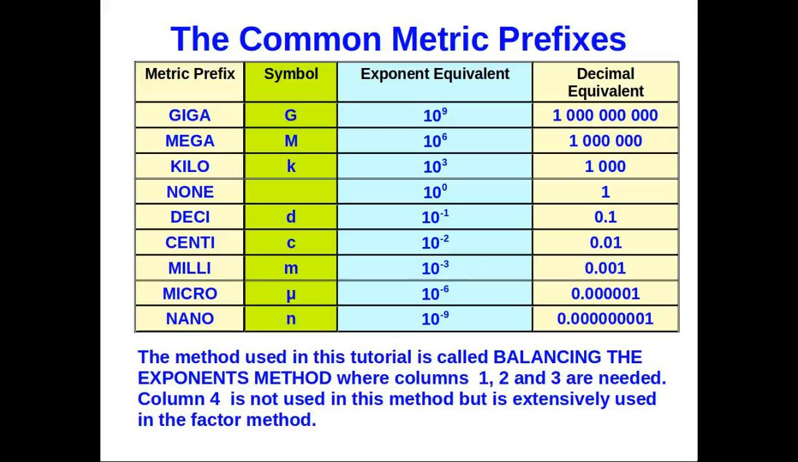Centi, small c, 10 to the negative 2. Milli, small m, 10 to the negative 3. Micro, Greek letter mu, 10 to the negative 6. Nano, small n, 10 to the negative 9.